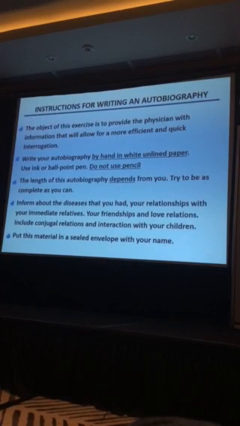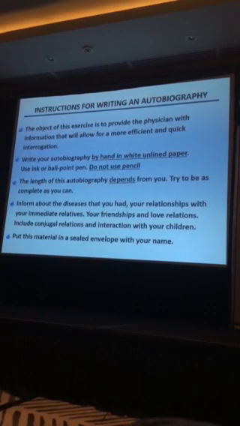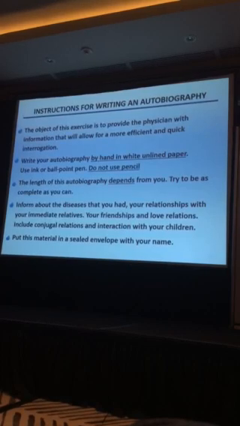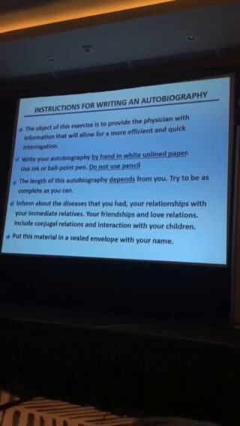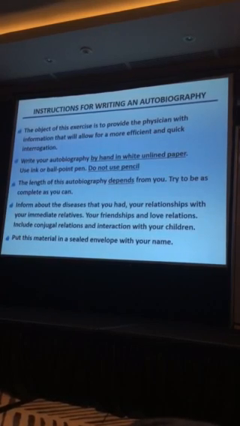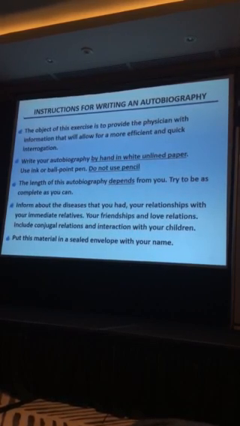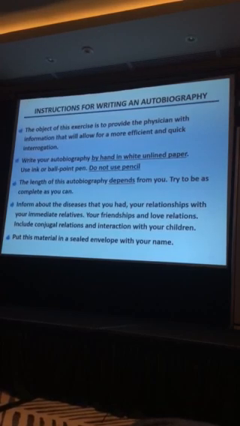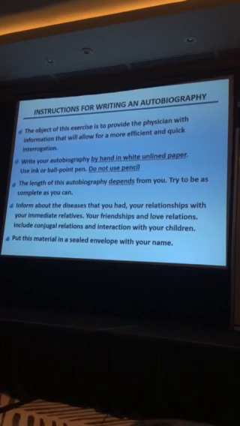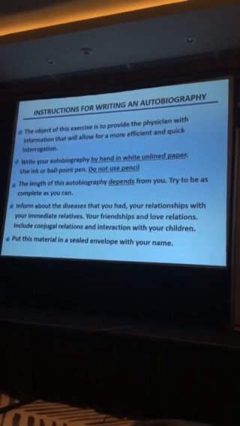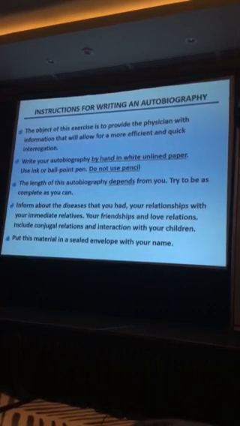The length of the autobiography depends on you. Try to be as complete as you can. You can have an autobiography of 10 pages and you can have one of half a page. And it's very important, not only what the patient writes, but what the patient does not write. Assume a 50-year-old woman married with 3 children doesn't say a word about her husband. Or the contrary, a man doesn't say a word about his wife. This is very important. How's your wife? How does she behave?